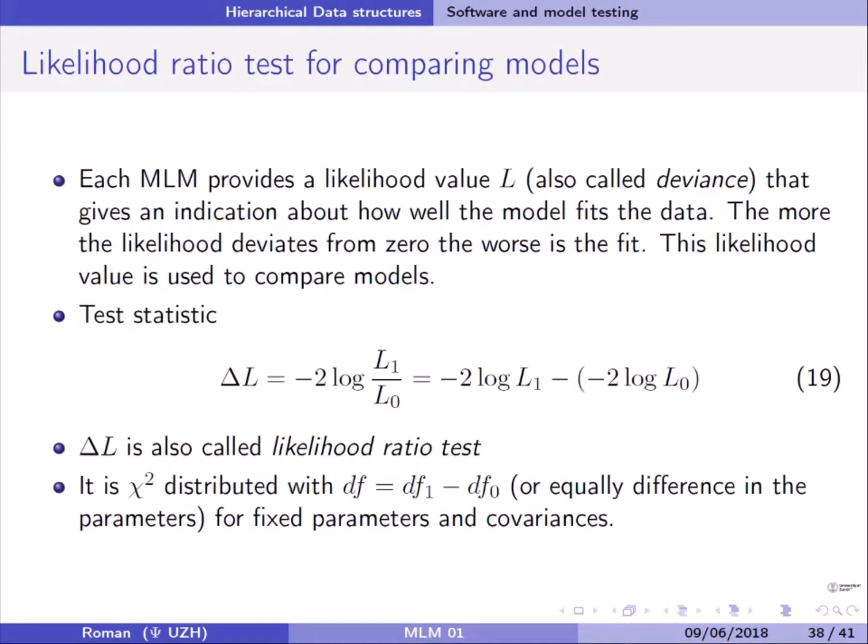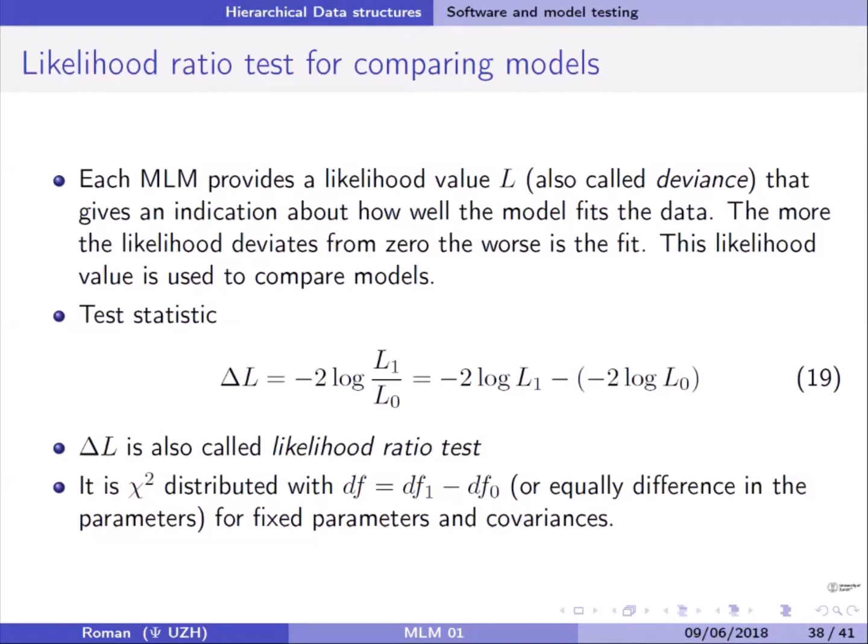All right, so now I'm going to show you the likelihood ratio test for comparing models. Don't get too caught up in the math here. What's important is that we understand what's happening. Each multi-level model provides something called a likelihood value, also called deviance, and we'll call this L. This gives us an indication about how well that model fits the data. The more the likelihood deviates from 0, the worse the fit. This likelihood value is used to compare models.